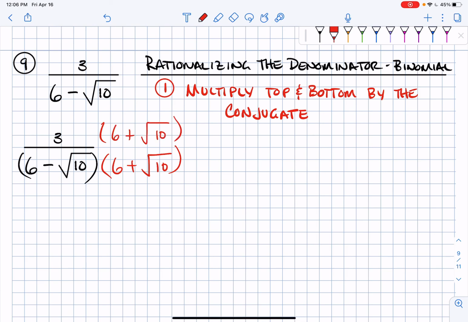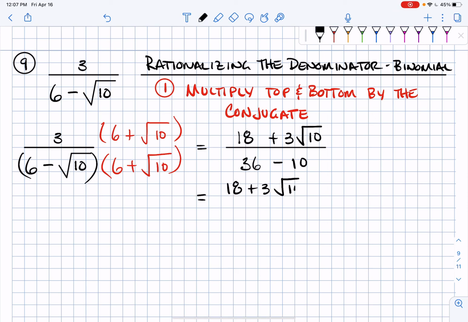So what do I get? On the top, I actually have to distribute, so I'm going to get 18 plus 3 square root of 10. The bottom is going to be 36 minus 10, because negative square root of 10 times a positive square root of 10, negative times positive, is negative, and square root of 10 times square root of 10 is 10. So that gives me 18 plus 3 square root of 10 over 26.